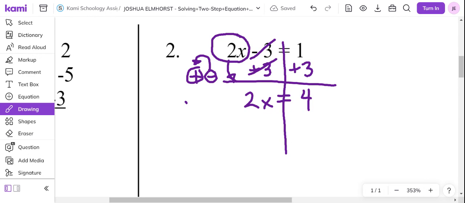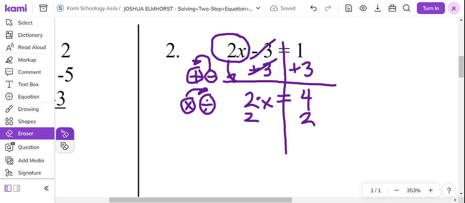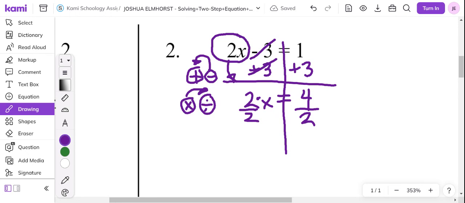And for step 2, we're going to multiply or divide to help us solve. And we have multiplication, so we're going to do the inverse. We're going to divide by 2 to help us solve. So 2 divided by 2 is 1. So now we have x by itself equal to 4 divided by 2, which is 2.